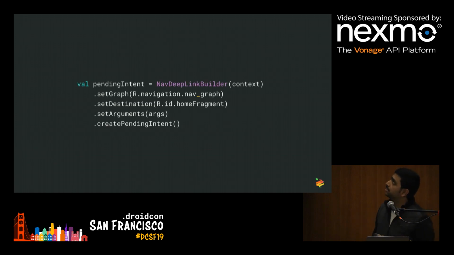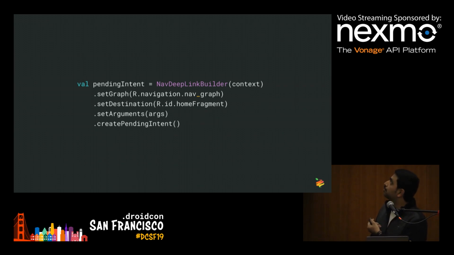There is a class called NavDeepLinkBuilder, which is used to create a pending intent for you. So what you can simply do is create an instance of NavDeepLinkBuilder, set the graph, and then set the destination. If you want to pass any arguments that you got from the remote notification, you can just use that and say .createPendingIntent. And that should give you a pending intent that you can use anywhere else, right?